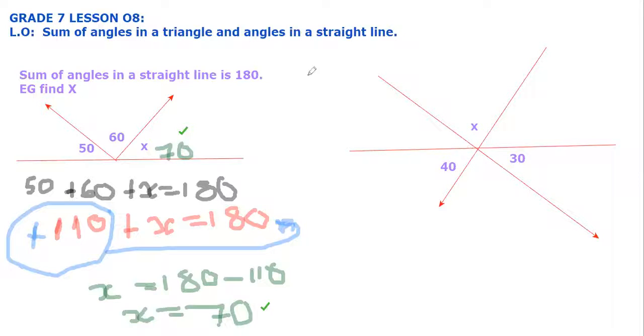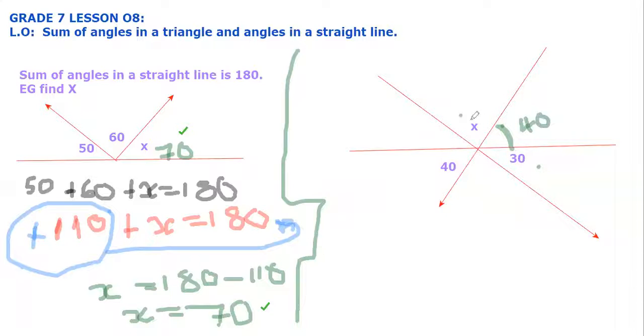What about this one? This seems hard, but it is not. Believe me, it's not that hard. It is very easy. I just need to know where I'm going. I know that this plus this plus this is 180. But what is this here? I don't know this, but I can see that X is vertically opposite to this, so this must be 40.